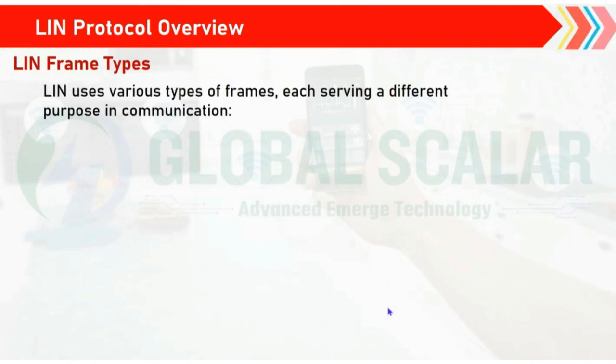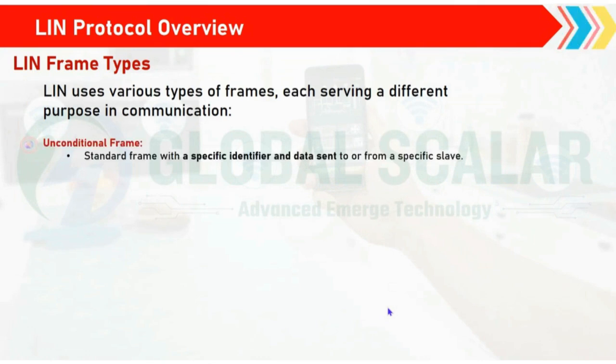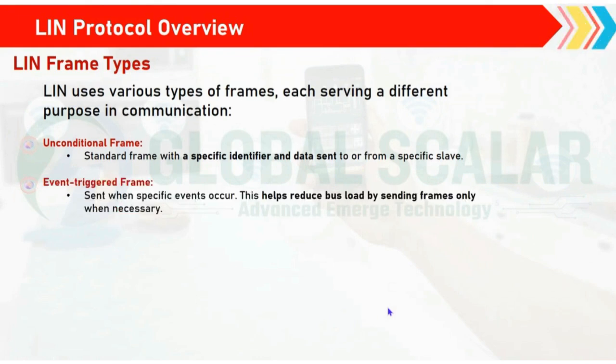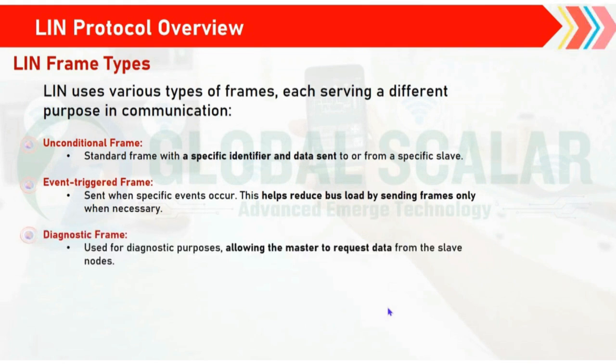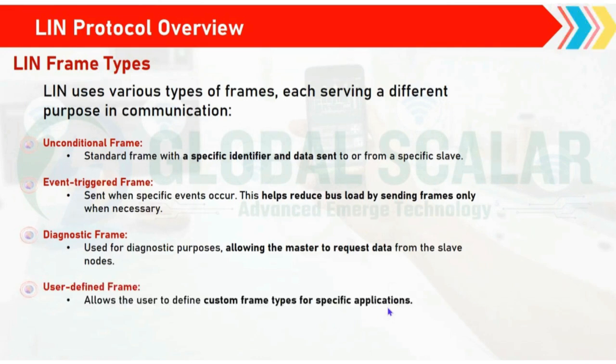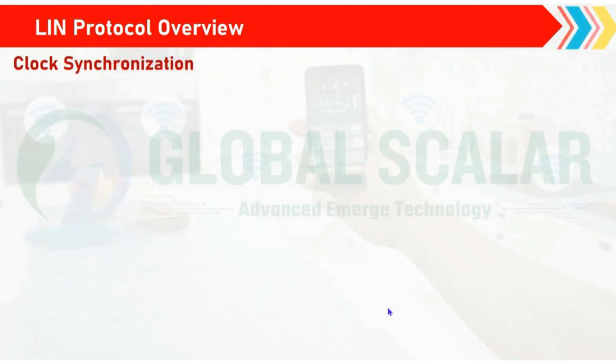And now the LIN frame types. LIN uses various types of frames for transmitting data. Here, the unconditional frame is the standard frame with a specific identifier, and data will be sent to the specific slave. Next, we have the event-triggered frame. Whenever a specific event occurs, this helps to reduce the bus load by sending the frame only when necessary. A diagnostic frame is used for diagnostic purposes, allowing the master to request data from the slave node. A user-defined frame allows the user to define custom frame types for specific applications.